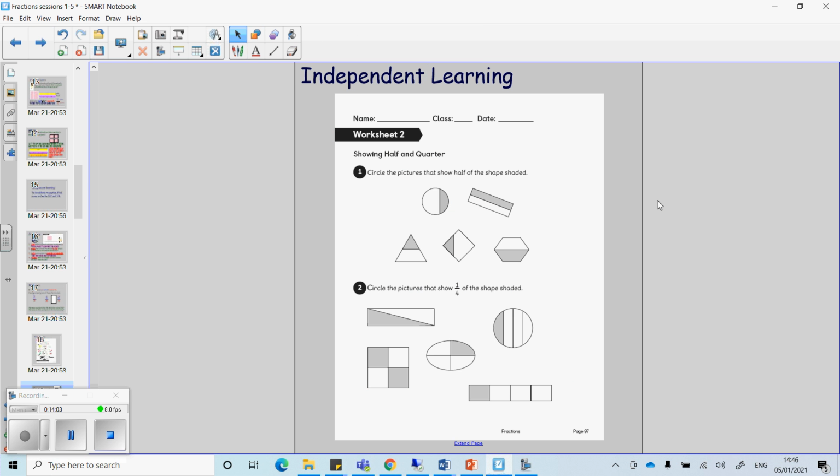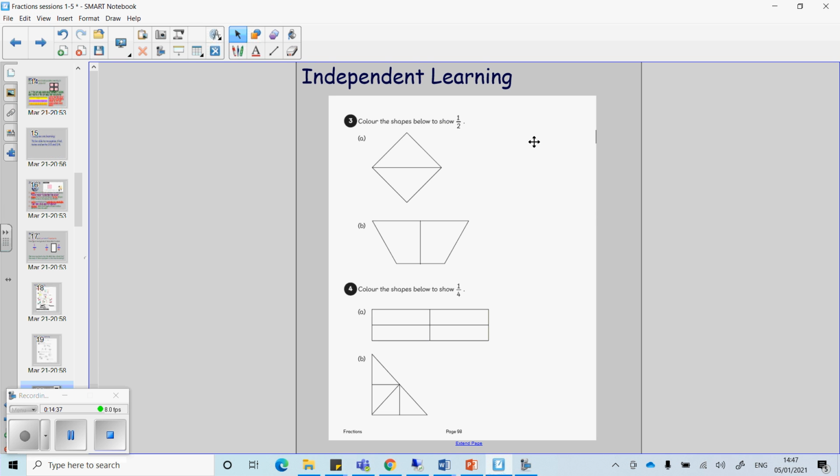Okay. Moving on for your independent learning. Showing half and quarter. The first question says circle the pictures that show half of the shape shaded. The second question says circle the pictures that show 1/4 or 1 part out of 4 equal parts of the shape shaded. Remember just how important it is to look for those equal parts.